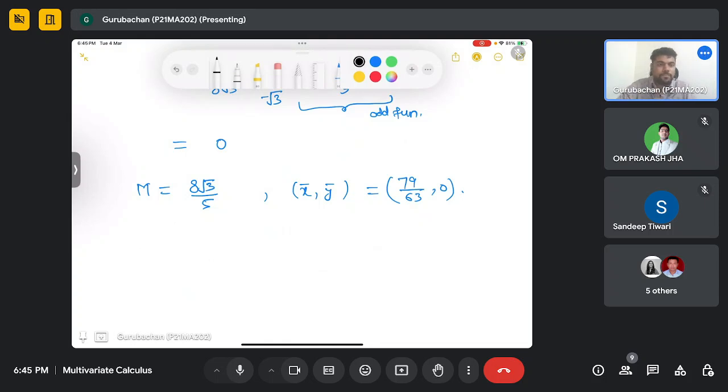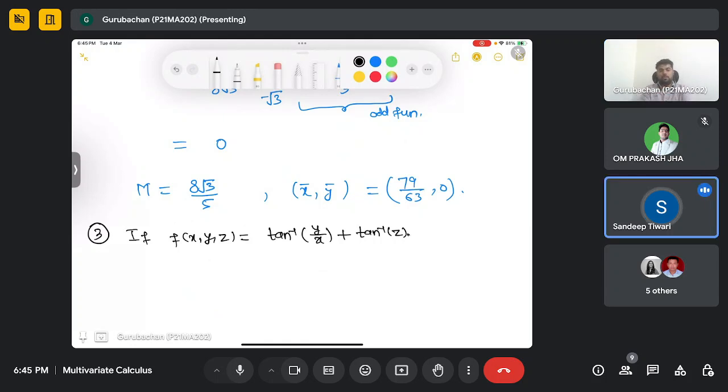This is question number 2. So if we have given a function of 3 variables as tan inverse y by x plus tan inverse z. Now Sandeep ji, tell me, is this a scalar function or vector function? Scalar. Since it has no direction, so it is a scalar function.